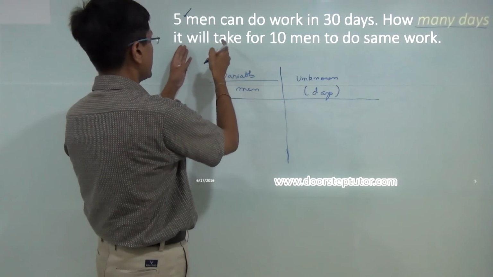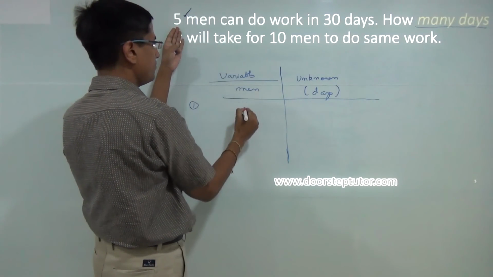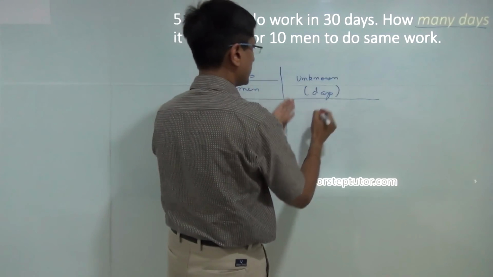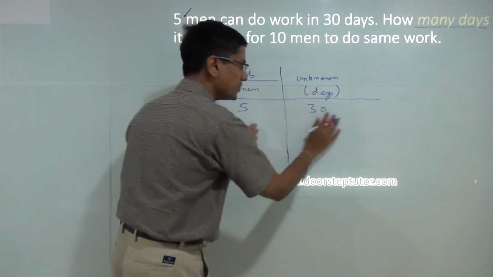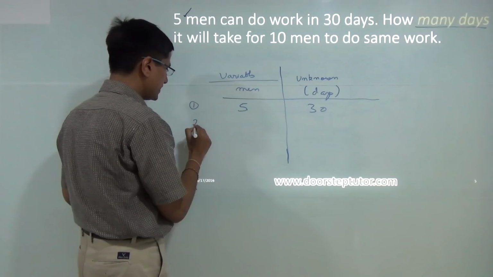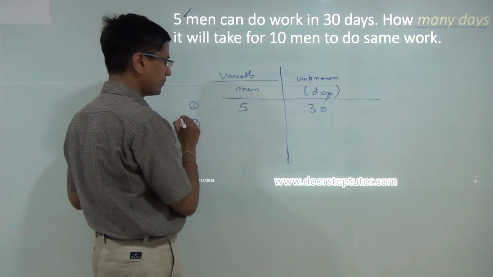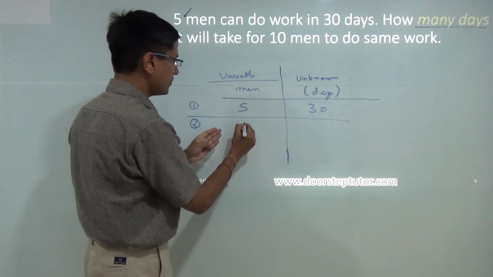Now what does the question tell me? The question tells me 5 men, 30 days. This is given in the question. This becomes the first row of this table. In the second row, what do I do? I change this 5 to 1.